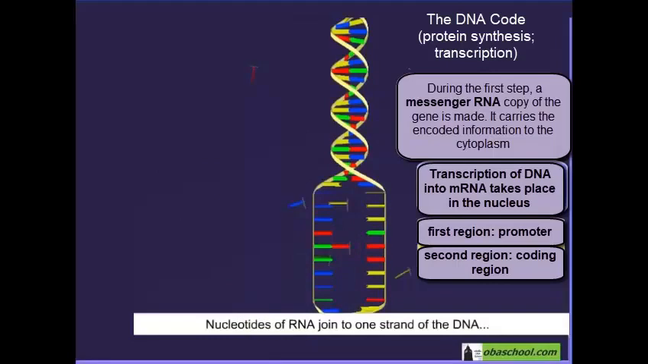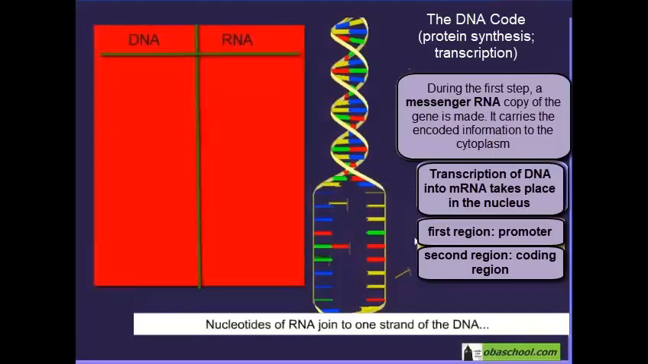Nucleotides of RNA are going to come and synthesize themselves on top of the coding region of the antisense strand, and they're going to be complementary to this antisense strand. So, one of the differences between DNA and RNA is that RNA is made of a single short nucleotide strand, while the DNA is made of 2 nucleotide strands.